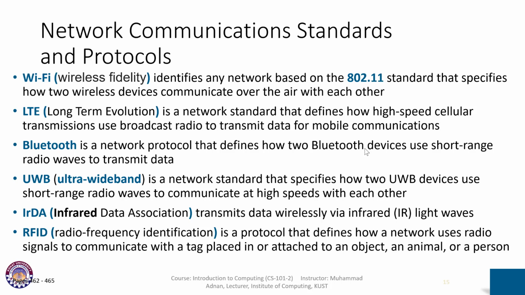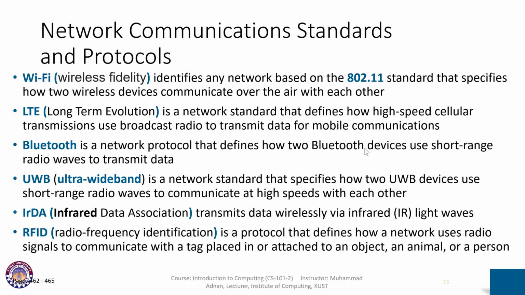And then we have LTE, called long-term evolution, a network standard that defines how high-speed cellular transmission uses broadcast radio to transmit data for mobile communication. And then we have Bluetooth technology, which you might have used because it is commonly used between computers and smartphone devices. It's a network protocol that defines how Bluetooth devices use short-range radio waves to transmit data. The range is very short, but you can use it to share data and content.